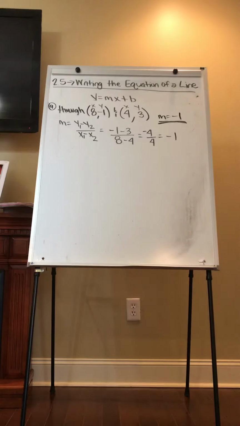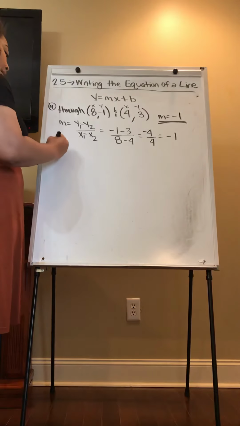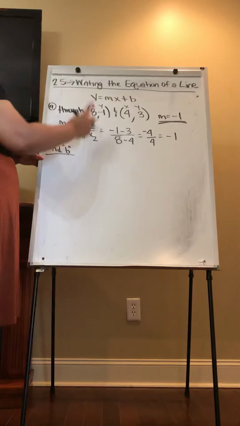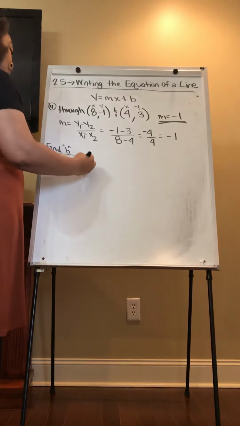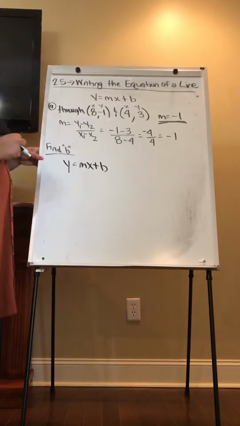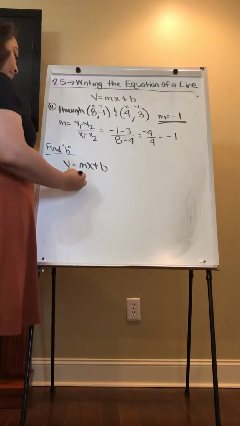Okay? So now I need a b. We need to find b. So you pick a point. It does not matter. Since I used the second one on the last example, I'm going to use the first one. They will produce the exact same b. So my y this time will be -1.